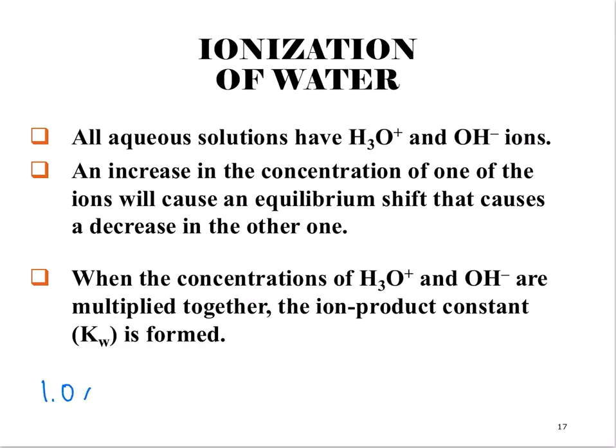And so the experimental value at room temperature is 1.0 times 10 to the negative 14. That's equal to Kw, which is equal to H3O plus times OH minus, the concentration of both of these things. And so you don't have to know where that comes from, but that's where we get our baseline for what the concentration of both of these are in a neutral solution. And what this second bullet point is saying here is that if we change the concentration, let's say we add a strong base to solution, that means that we add OH minus here.